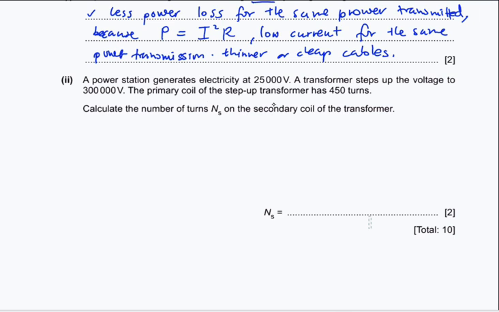Right, a power station generates electricity at 25,000 volts. A transformer steps up the voltage to 300,000. The primary coil has 450 turns. Calculate the number of turns. So here is the idea of just remembering that voltage and number of turns are proportional. Okay, so Ns is proportional to Vs. So you can have Vp down here and Np down there. It will flip when it comes to the other things like current.